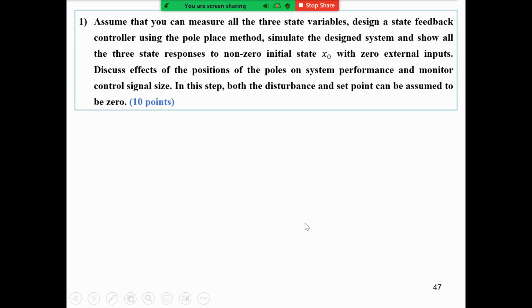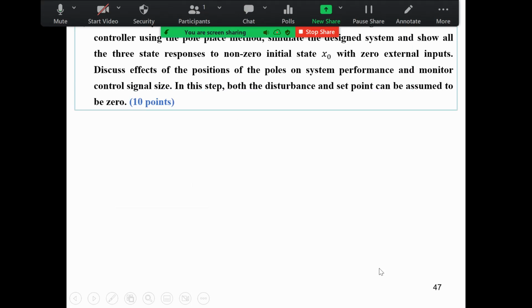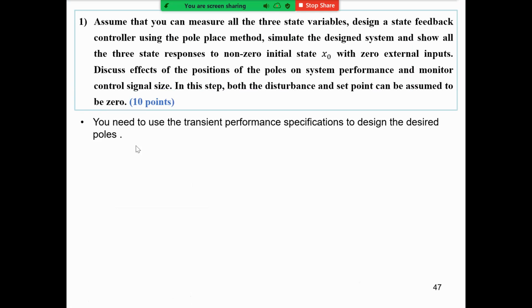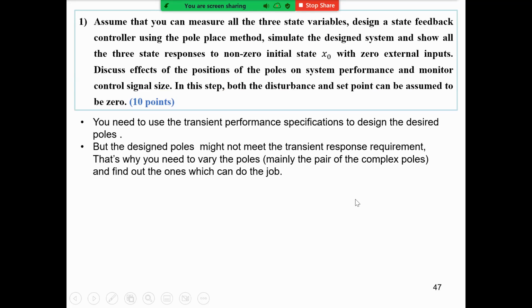Then the first question: you assume you can measure all the 6 state variables. Sorry, there's a typo there. Then use pole placement, simulate the designed system, and show all the non-zero initial states. Then you need to use the transient performance to design the desired poles. But the desired poles might not meet the transient response requirements, so you need to vary the poles, mainly the pair of complex poles, and find out which one can do the job.